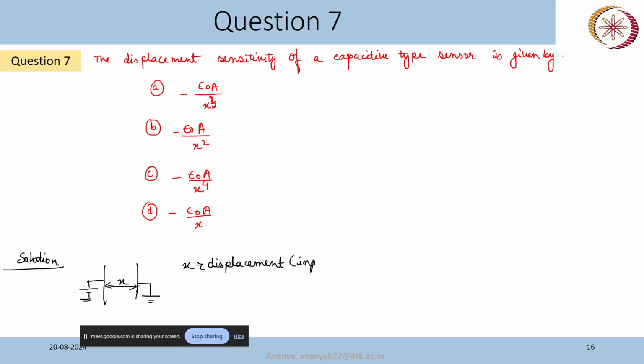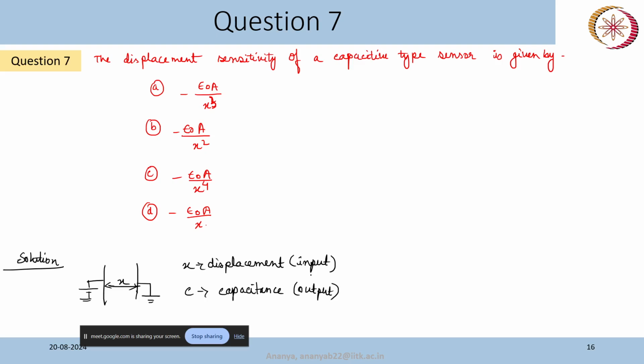This is our input for the sensor. This is being changed due to some phenomena, that is what we want to measure. And C is the capacitance between these parallel plates. This is our output, that is what we are measuring. Because of some phenomena, displacement, the distance between these two parallel plates is being changed, and that is our input. Displacement is our input, and capacitance is our output.